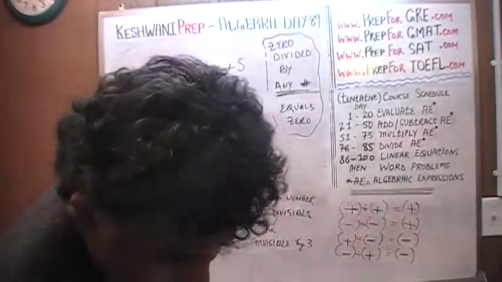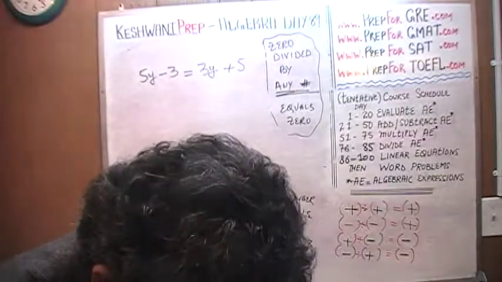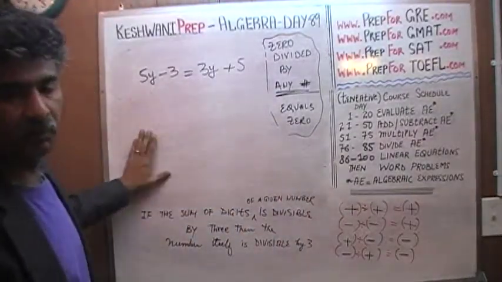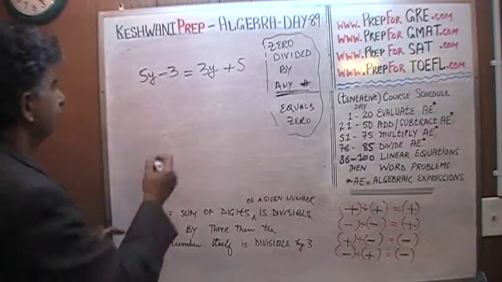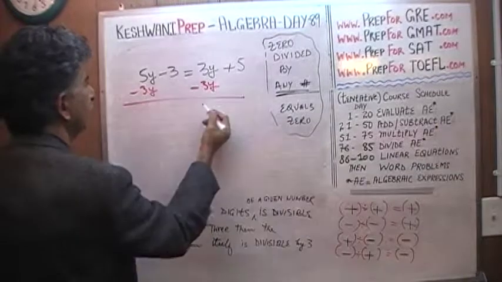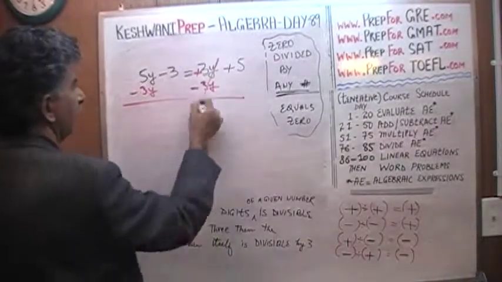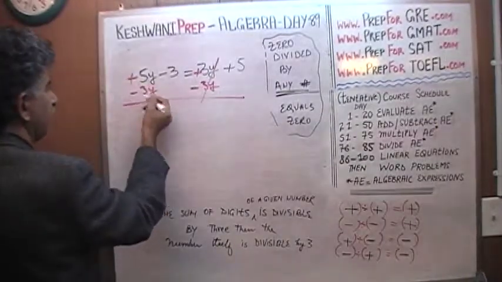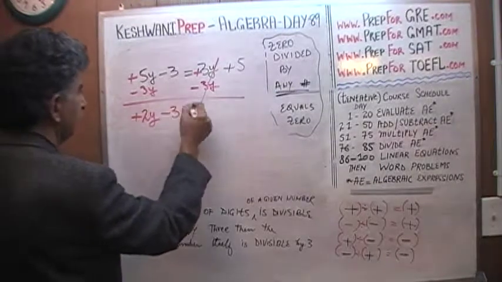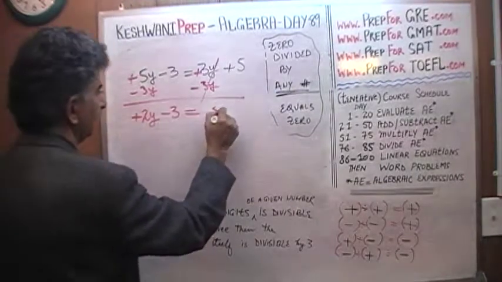Now we're going to subtract 3y from both sides, because 3 is smaller than 5, so when we subtract it, we're going to have a positive quantity here. Positive 3y and a negative 3y cancel out. Positive 5y and a negative 3y is going to give us positive 2y minus the 3, this negative 3 comes down, equals 5.